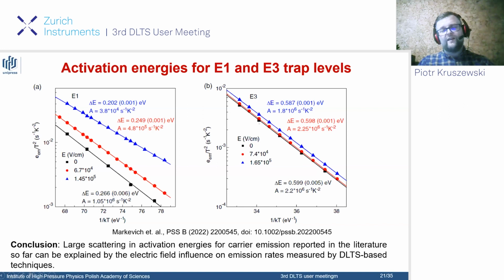In the case of the E3 level, this is not the case, because as I showed you before, this trap is the acceptor level, and it's not very sensitive to the electric field, and all of the data almost gives the same value. Yeah. So the conclusion which we found from these studies was that the large scattering in activation energies for carrier emission reported in the literature so far can be explained by the electric field influence on emission rates measured by DLTS techniques.